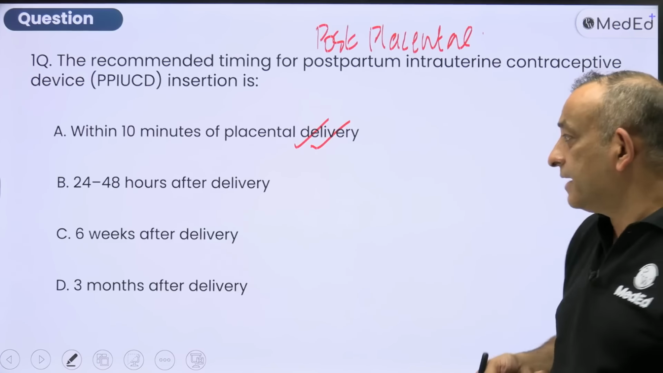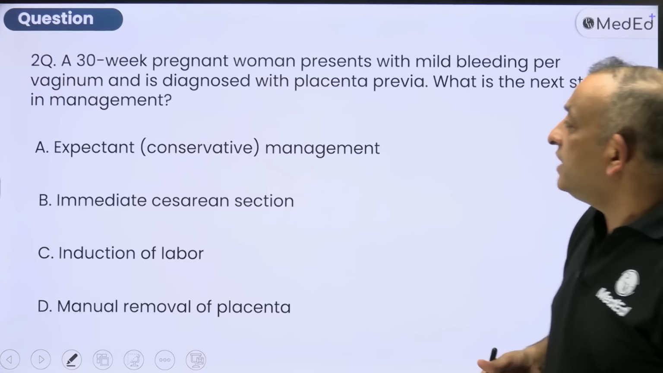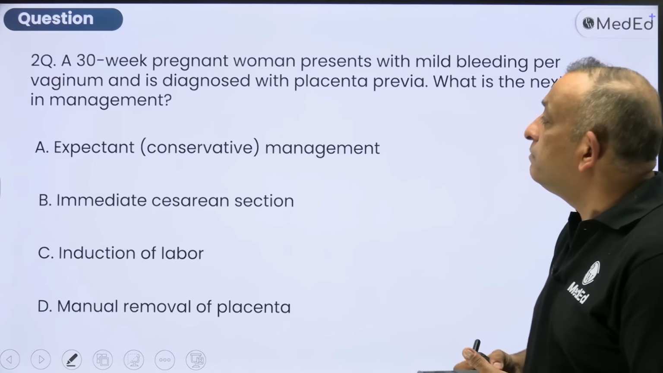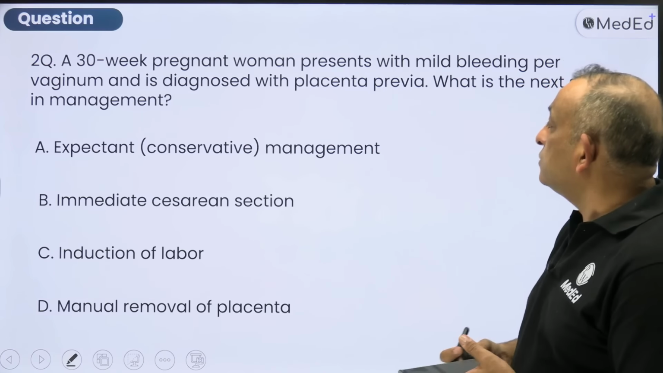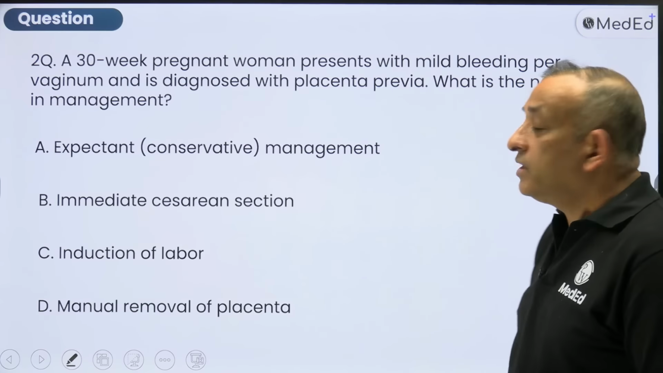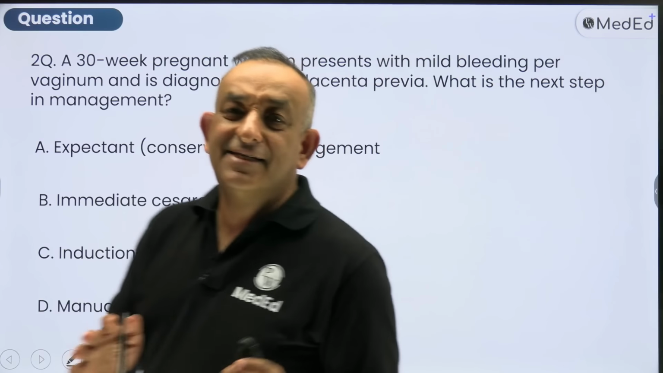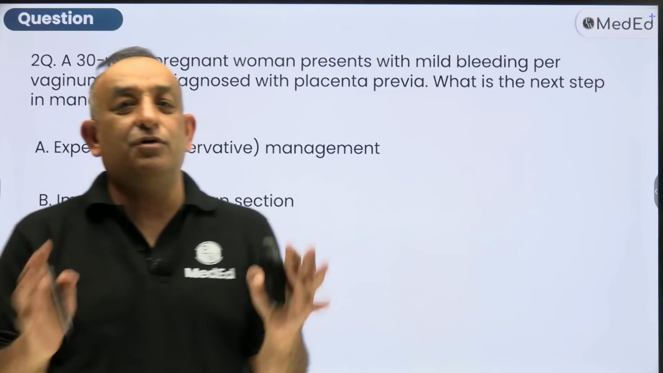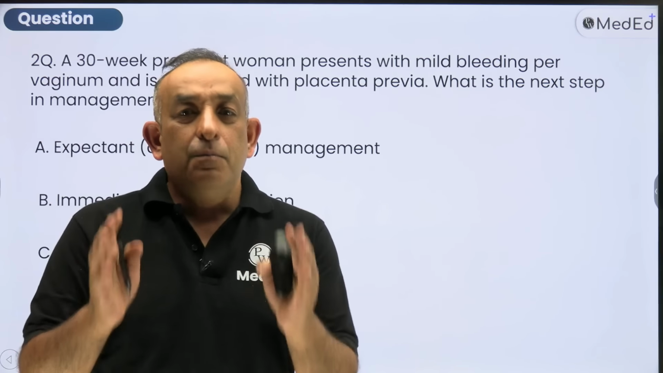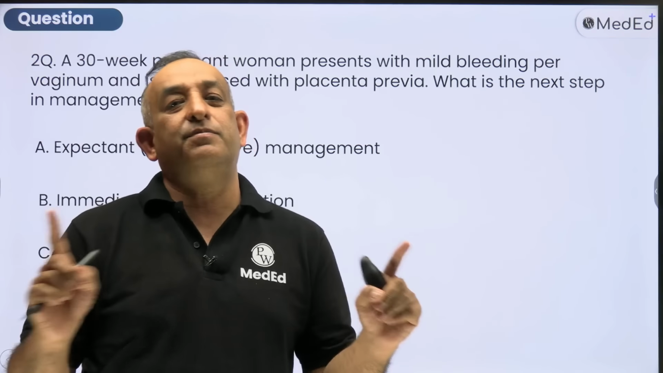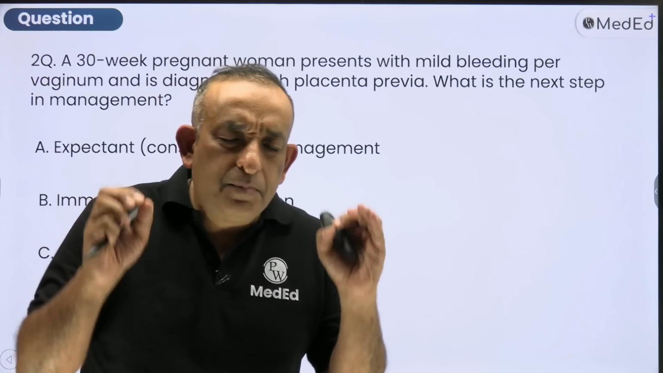Chalo, aage badhte hain. So next question, a 20-week pregnant woman presents with mild bleeding per vaginum and is diagnosed with placenta previa. What is the next step in management? Guys, I'm so happy that I've taught you this so many times. Placenta previa, first episode, the bleeding will stop. 90% cases it will stop.